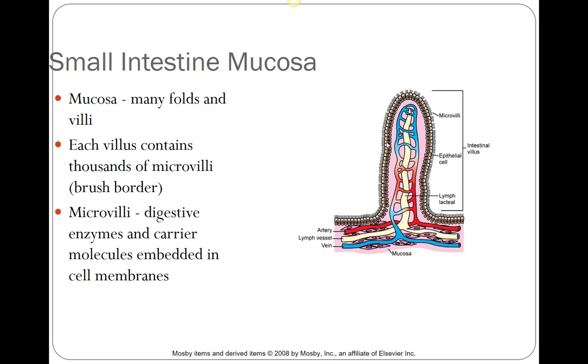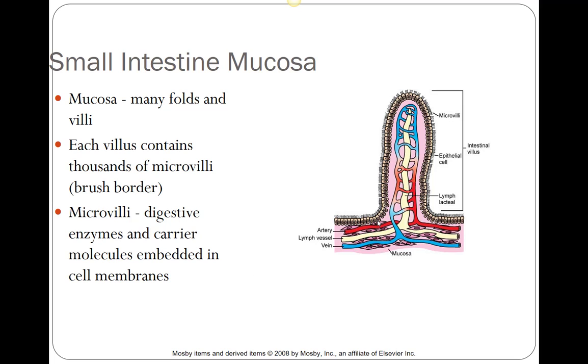So it turns something that, if you were to look at it flat, might be, say, the size of a 12 by 12 room, into something where these microvilli give the same surface area as, say, half a football field, or maybe even as large as a football field. So it greatly increases surface area, which greatly increases the ability for nutrient absorption.